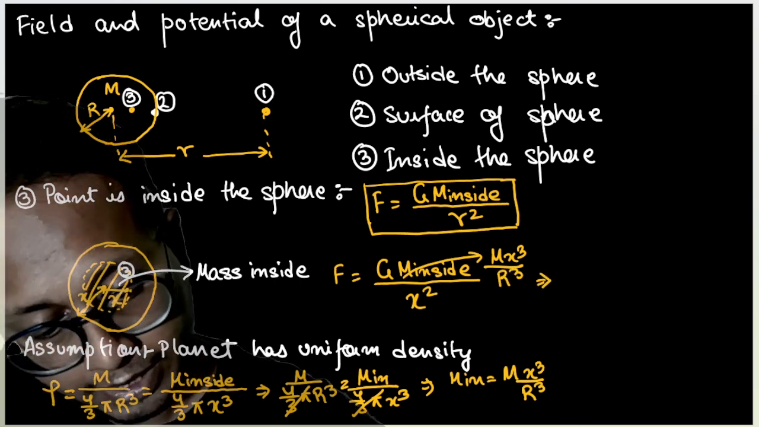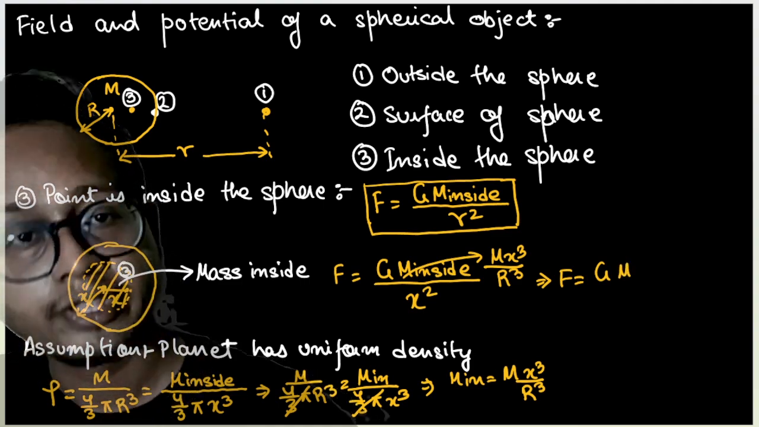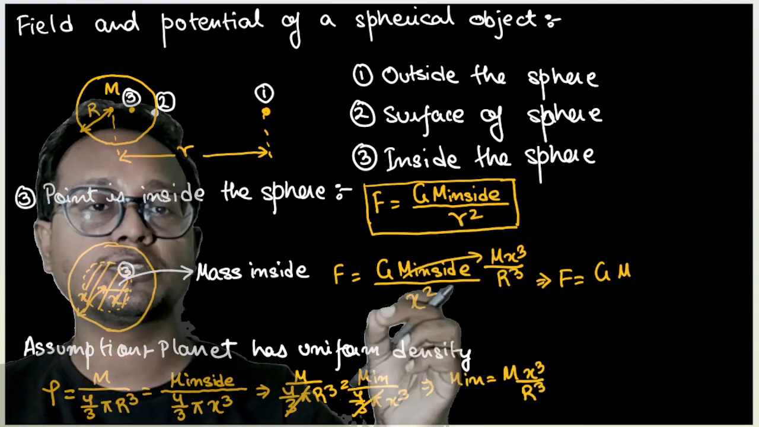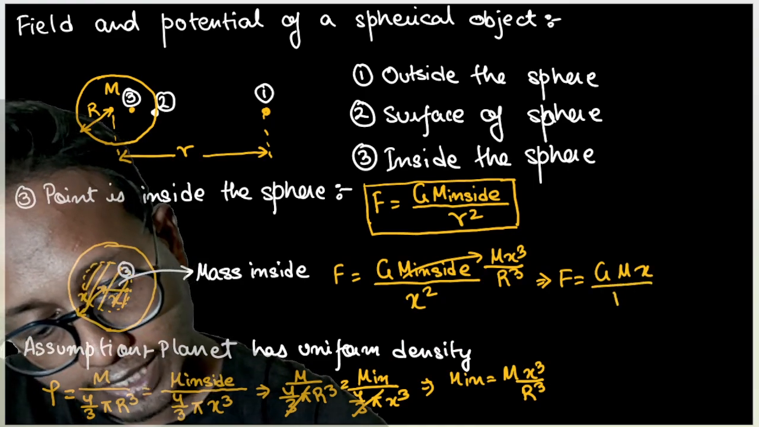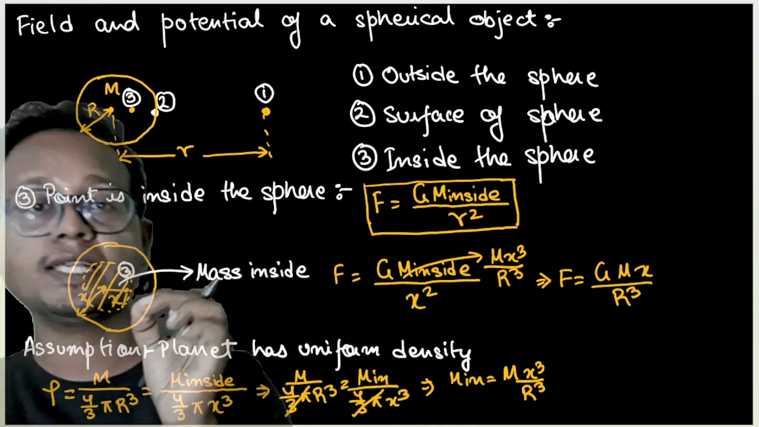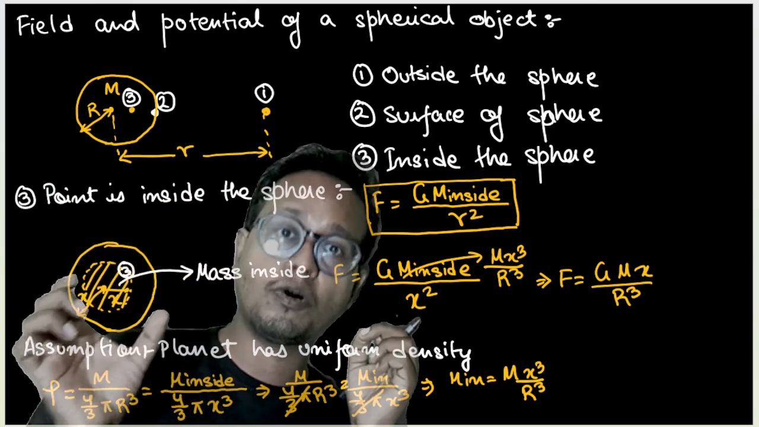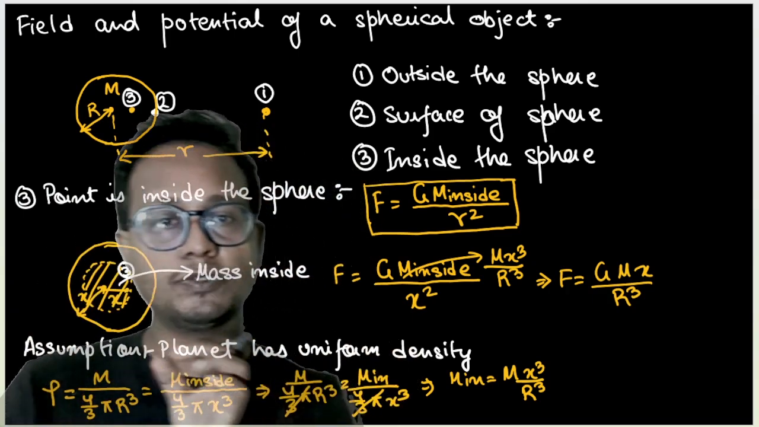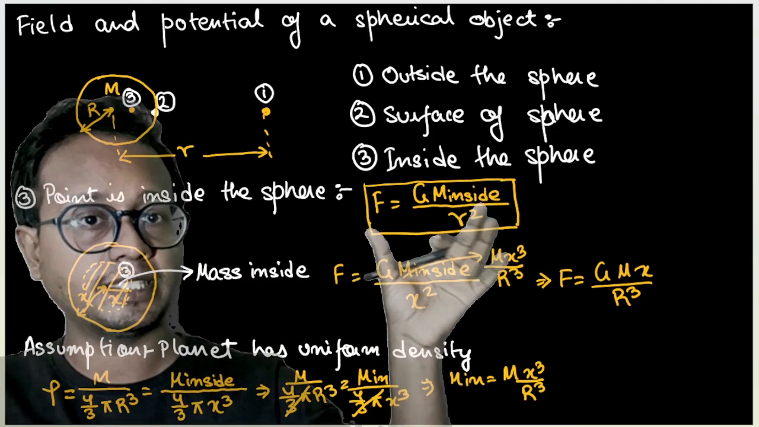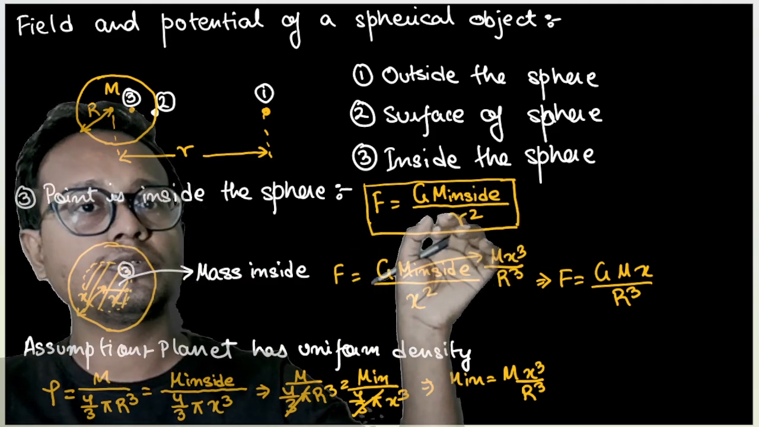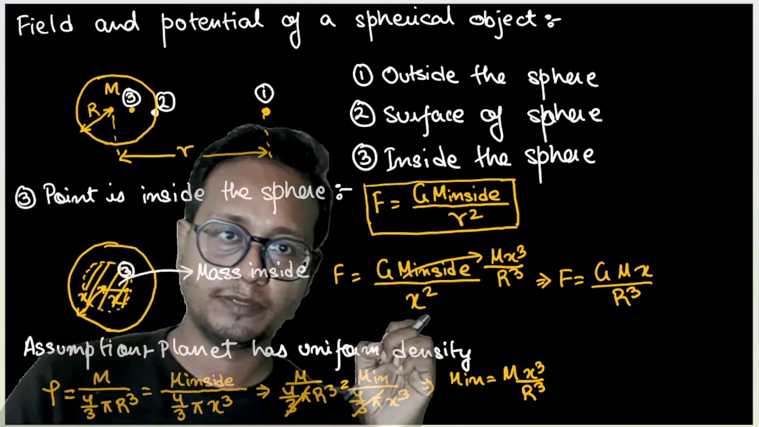So when you substitute this, mass inside as m x cube by r cube, you get the formula that you learned in class: field is equal to G m x cube, and x cube and x square get cancelled to become x. So G m x divided by r cube. This is the formula for field inside the sphere. So what happens if the sphere was of non-uniform density? Then the relation of density would be given, and you have to integrate it. But the general formula for finding field inside the sphere is field equals G into mass inside divided by r square.